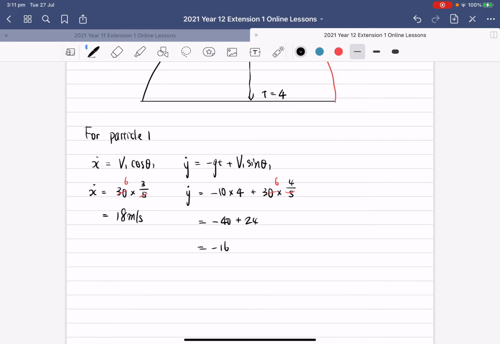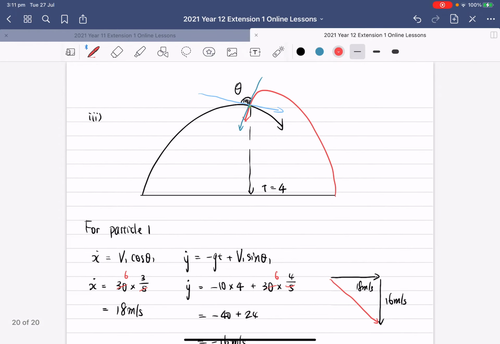So what does that mean? According to this, if you think about this as a vector, horizontal motion is going from left to right, which is positive in this case, and that's 18 meters per second. Vertical motion is actually going this way, so it's negative 16. That's why it's going downwards. So the resulting motion is going that way, diagonally. So the motion is going down when the particles collide, at least for the first particle.